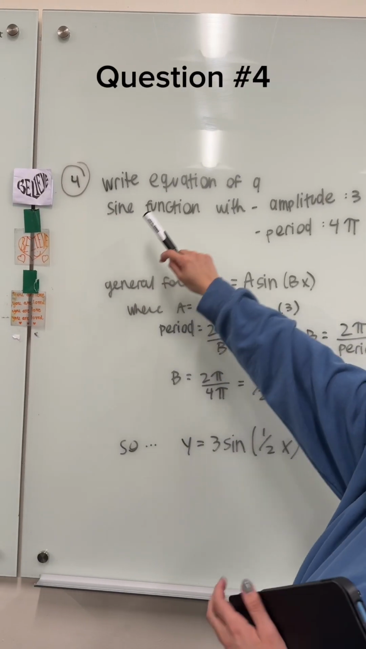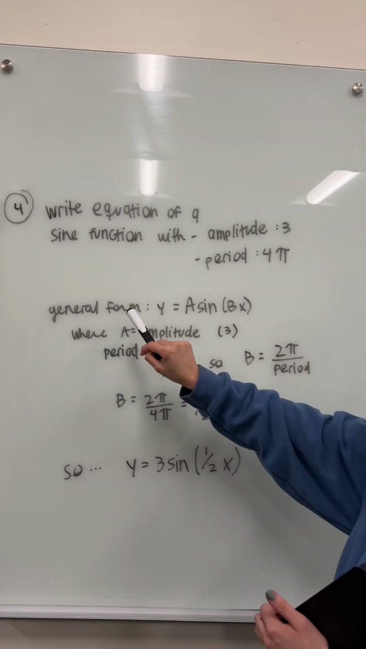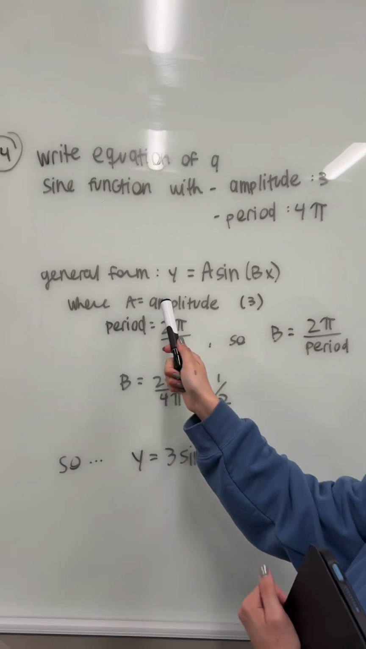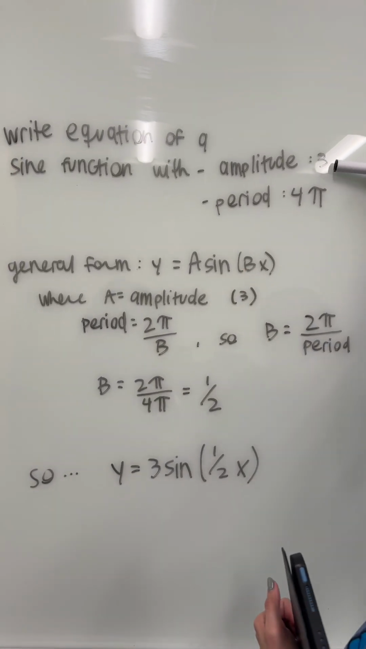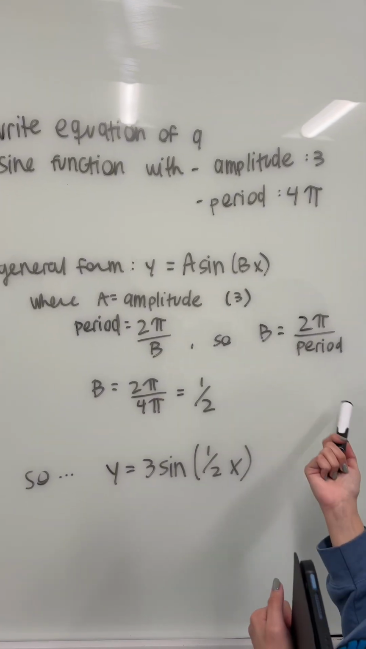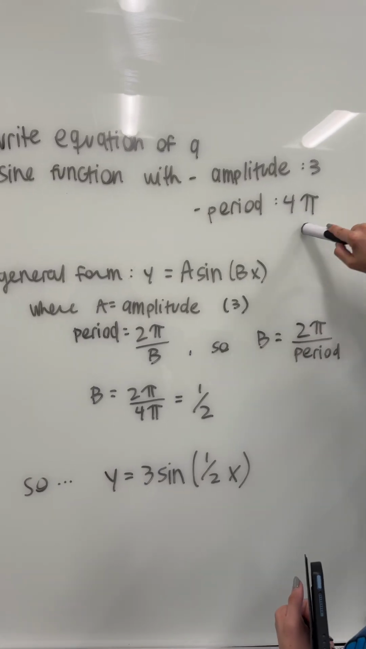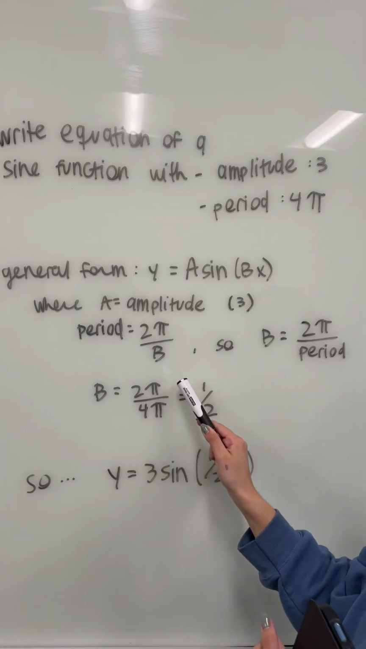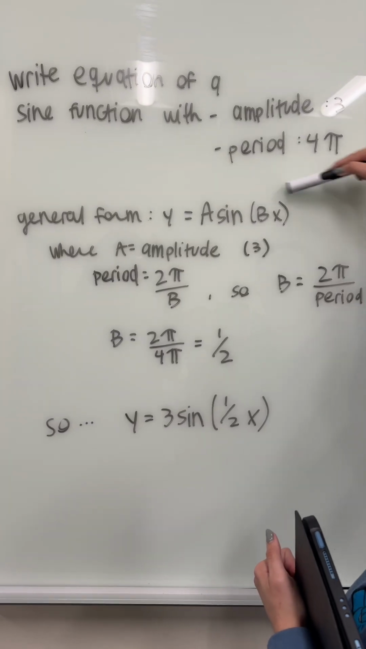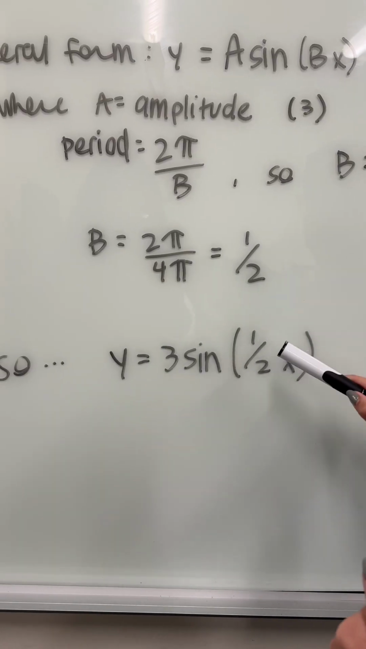Question 4 is asking to write an equation of a sine function with an amplitude of 3 and a period of 4 pi. The general form is y equals a sine bx, where a equals the amplitude, which is already given, so that's 3. Then the period is 2 pi divided by b, so b is 2 pi divided by the period, which is given to us as 4 pi. So b is 2 pi over 4 pi, which is 1/2.